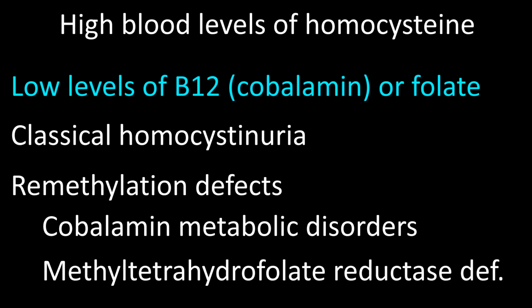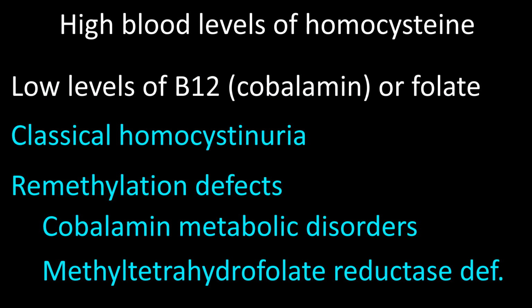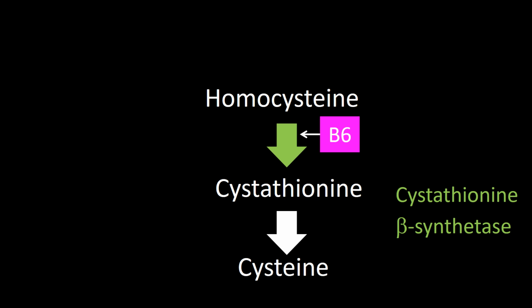Now that we have addressed low levels of B12 and folate as a cause of high levels of blood homocysteine, we will address the other 2 major causes of high blood levels of homocysteine. But as a preamble to their discussion, we will talk about homocysteine metabolism. Homocysteine has 2 ways to go. It can be transformed to cysteine going through cystathionine with the help of an enzyme, cystathionine beta synthetase, and vitamin B6, or become methionine.